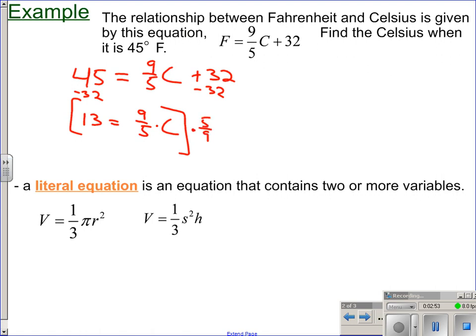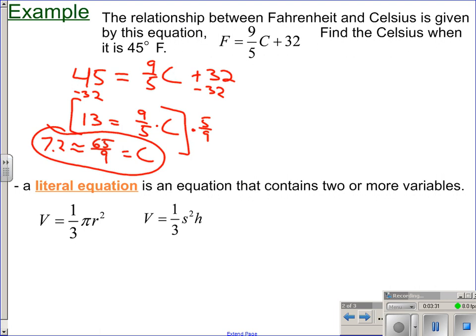So you're multiplying both sides by the same number, everything is going to stay equal. It's the multiplicative property of equality. So 9/5 times 5/9 is just C. 5/9 times 13 is going to be 65/9, which is just a little bit over 7. We'll call it 7.2 just off the top of my head. I'm not sure exactly what it is, but somewhere around there. 7.2 degrees Celsius. Slightly cold.